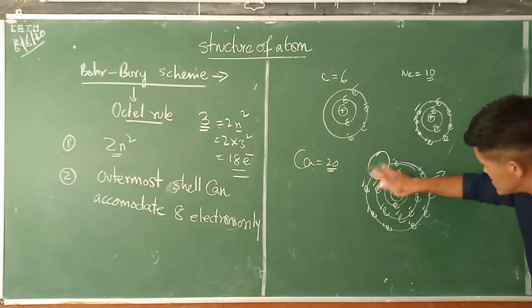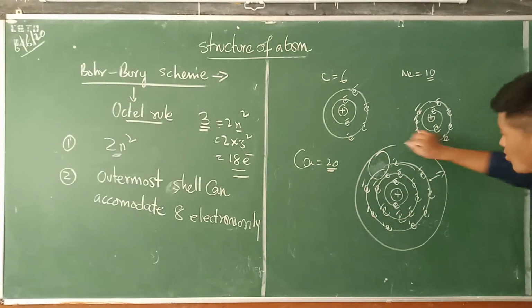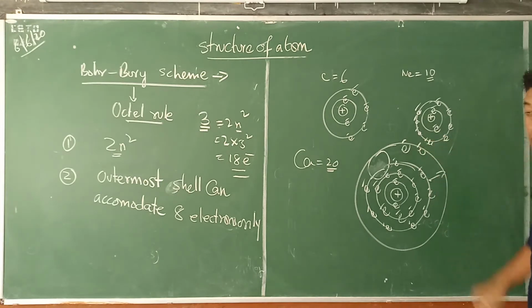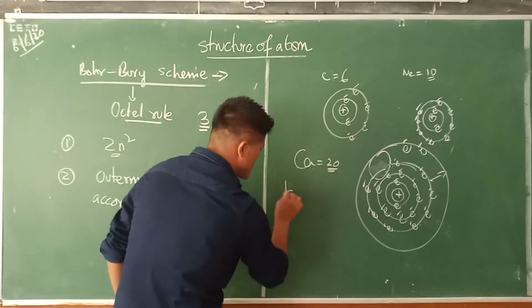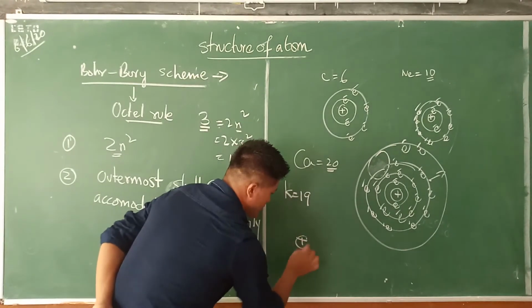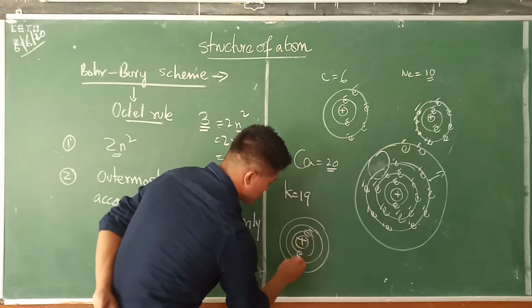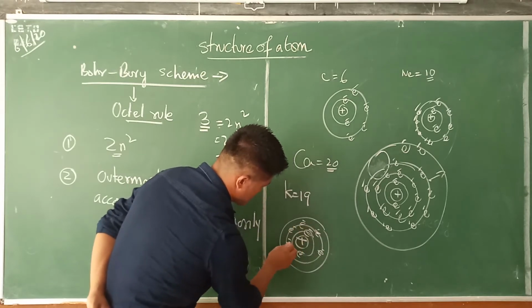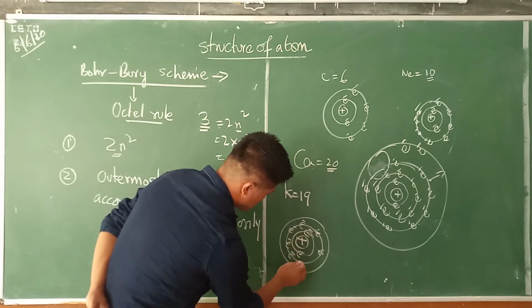So we cannot write these 2 here. Is that clear? We have to write them one shell outside: 1 electron, 2 electrons outside. Is that clear? The same thing goes for potassium also. Potassium is atomic number 19. Is that clear? So I can write 1, 2, 3, 4, 7, 8.